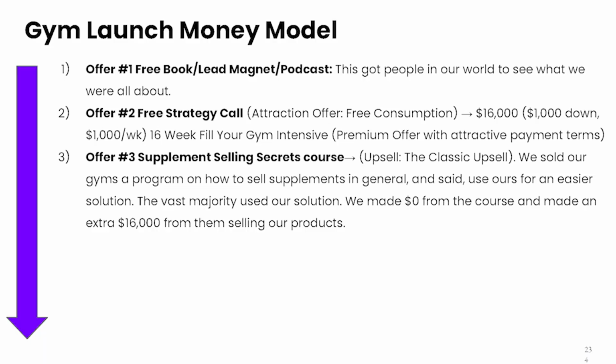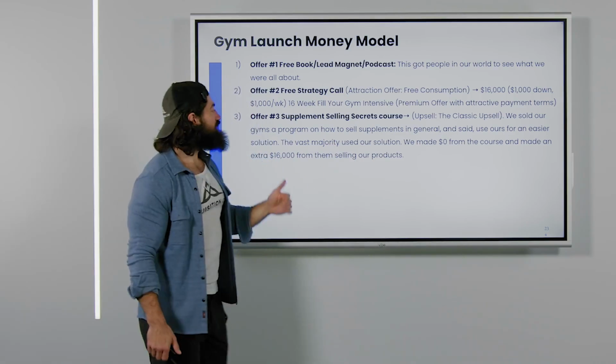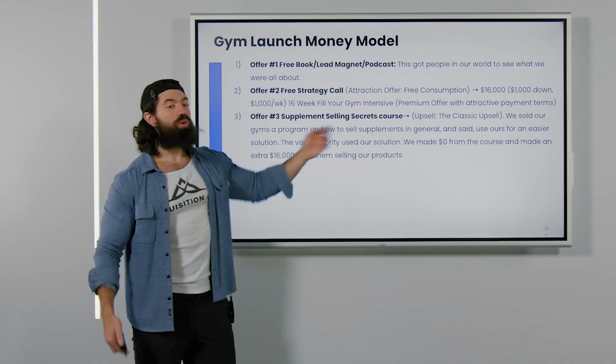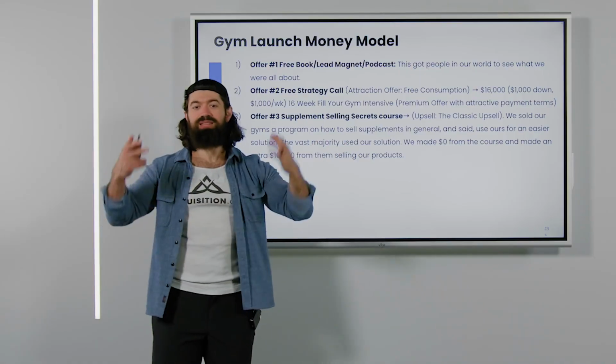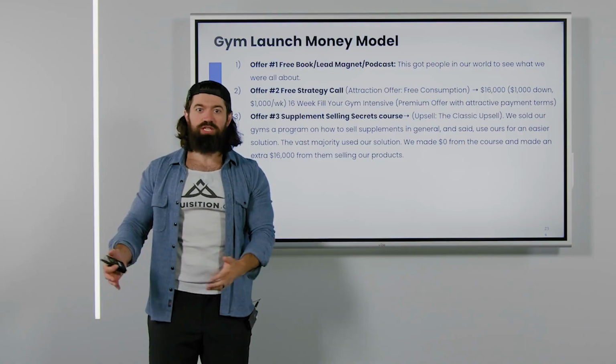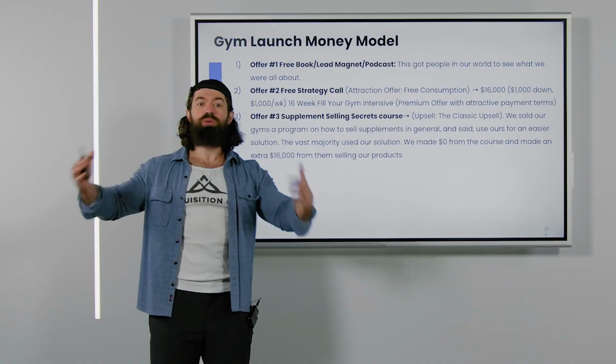Now, offer 3 was the supplement selling secrets course or training. This was free. All we had to do was get them to buy products. We'd give them the training for free, and then we would get them to sell the products. When I say get them to, I mean we explained how they would make more money selling these products and why they were specifically made for gyms. And so I had price protection that no other company would offer.